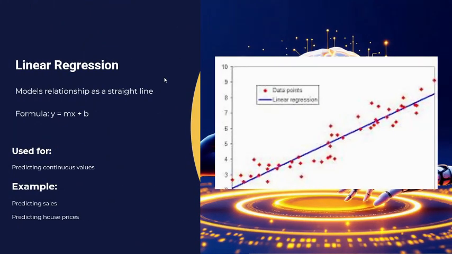Then we have what we call linear regression. In this case, it models the relationship as a straight line, with the formula y = mx + b, where m is the gradient and b is the constant. And where do we use this? We use it basically for predicting continuous values. We see this a lot in, let's say, sales prediction and predicting house prices. That's where we see linear regression being used a lot, plus other usages. And when to use it depends on the problem you're trying to solve.